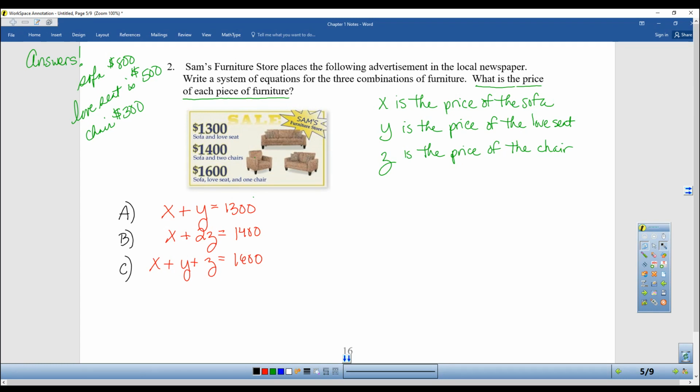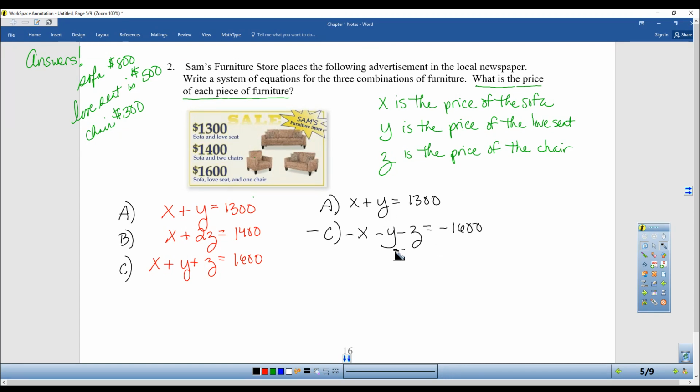So here's an interesting fact. This one only has 2, and this one only has 2, but you see how you couldn't solve those together because between them they have 3. So what I'm going to do is I'm going to use A, which is X plus Y, is equal to 1,300. And I'm going to do negative C. If I do negative C, minus X minus Y minus Z is equal to minus 1,600.